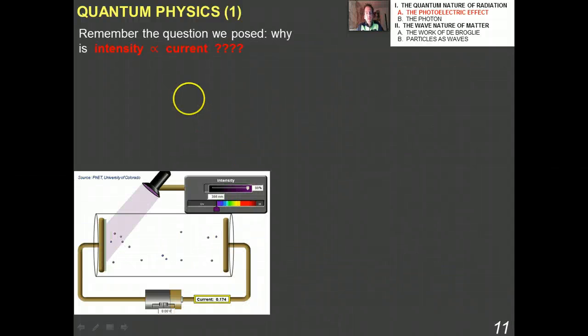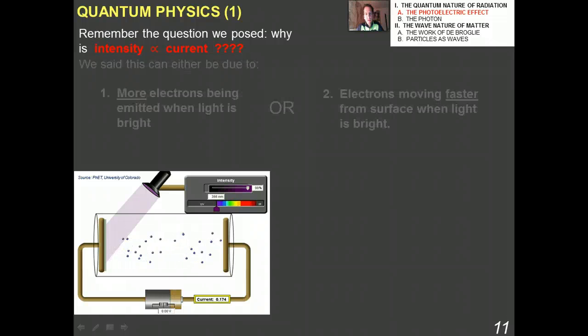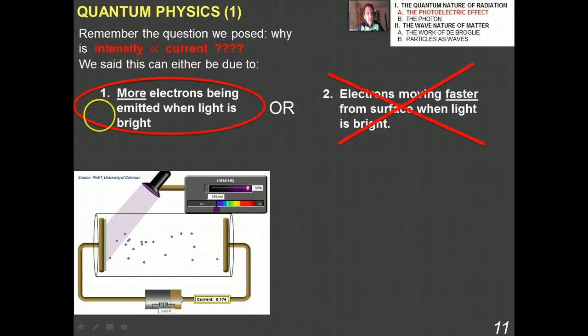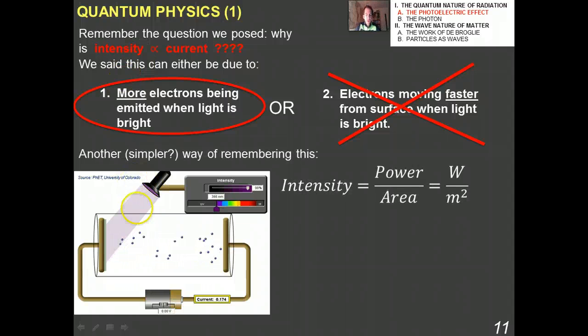Remember the question we posed: why is intensity proportional to current? We said that this can either be due to more electrons being emitted or electrons moving faster from the surface when light is bright, and I told you that case number 1 is true. Well, a simpler way of remembering this, maybe I should have shown this to you before I showed you the other way. Remember intensity?